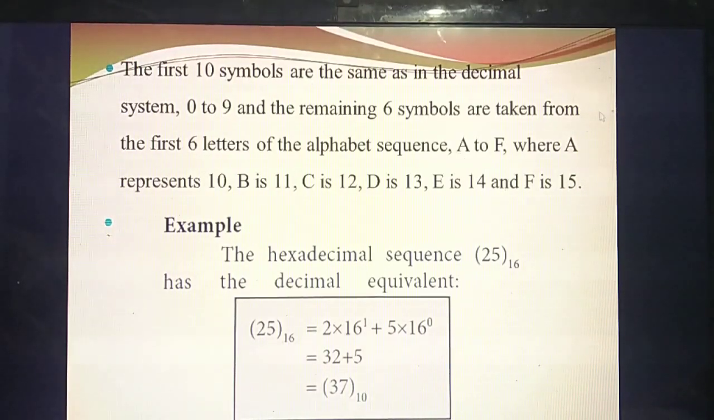you are going to write A for 10. 11 you write as B. 12 you write as C. 13 means D. 14 means E. 15 means F. Up to 15 you are going to represent the numbers with alphabets. Understand? That's the thing. So listen carefully.